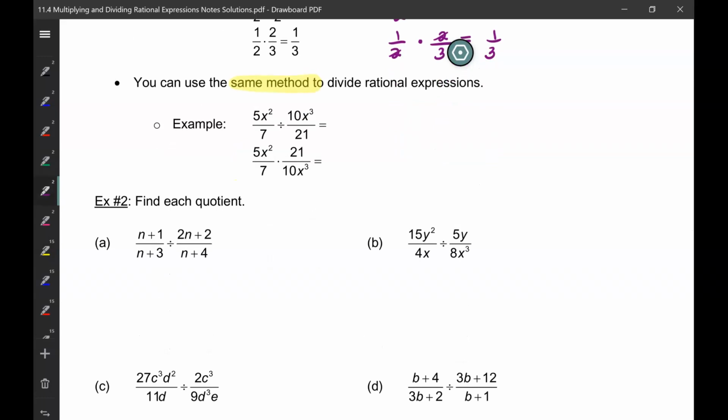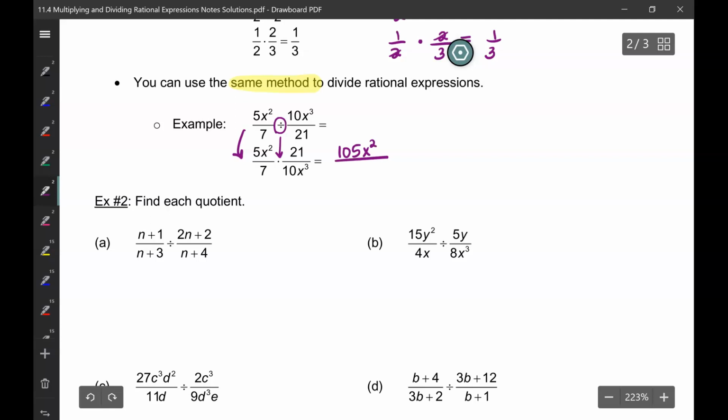So if you see here, 5x squared over 7. So notice that we kept the same. The division changes to a multiplication, and then we flipped the 10x cubed over 21 to 21 over 10x cubed. So from here, what could we do to simplify it? Again, you can either start cross-canceling now, or you can multiply everything out. So for example, 5 times 21, right? So I have 5 times 21 is 105. So I have 105x squared over 7 times 10 is 70x cubed.